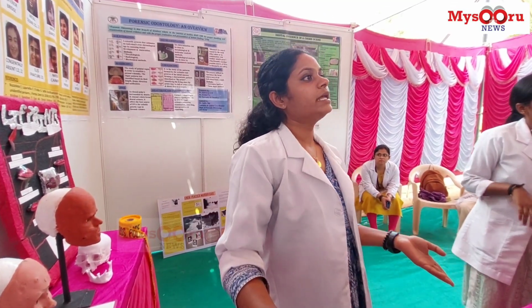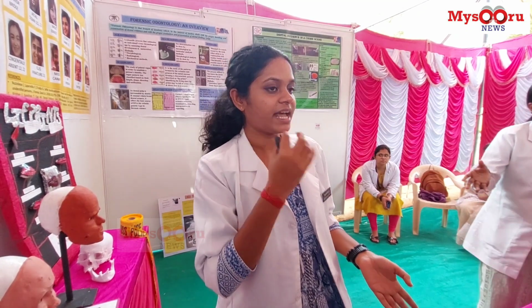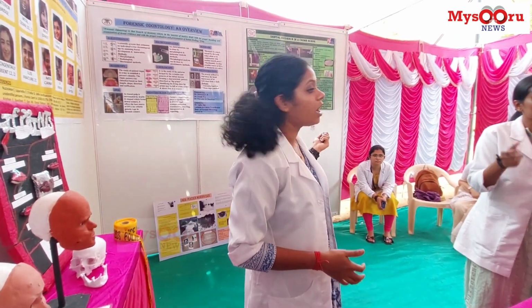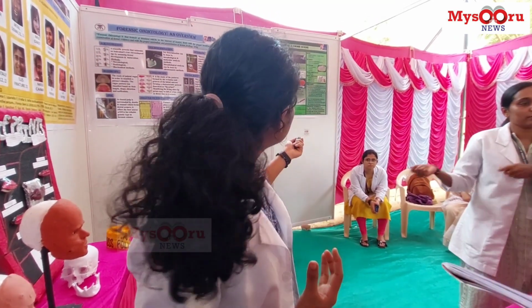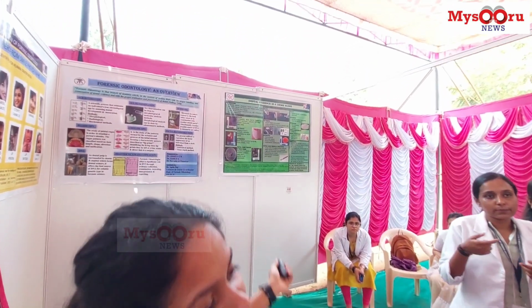The other method is that we can take an impression and make a cast. We can make a positive replica of the bite mark, and this is casting. On this cast, we can again superimpose and see whether it matches. So this is how bite marks are analyzed.